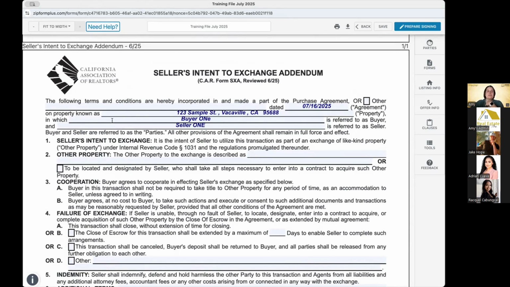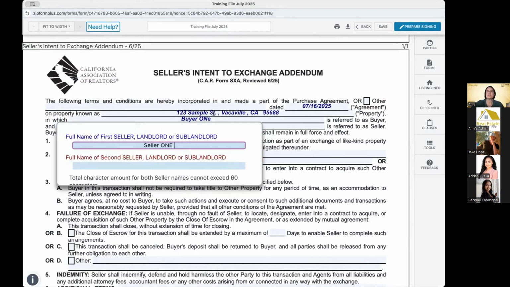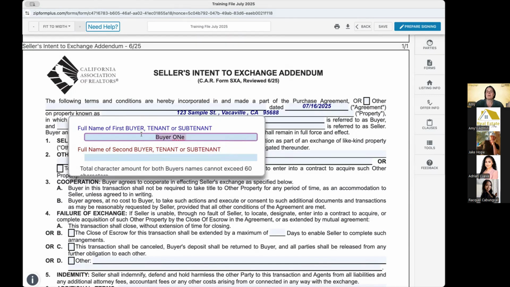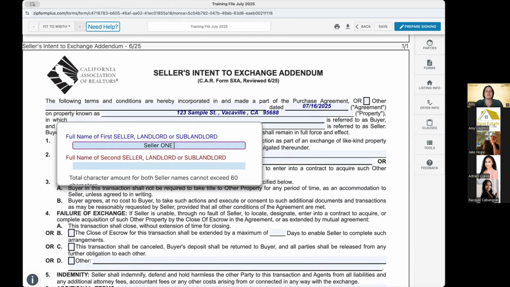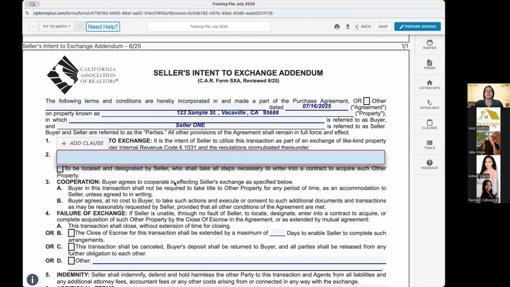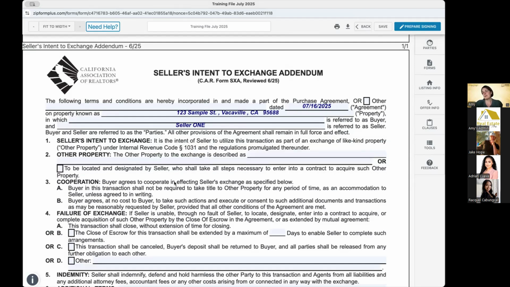The following terms and conditions are hereby incorporated or made part of the purchase agreement. And then you're going to put the date there. You can check the other box and fill in that form. Fill in the full address, buyer's names, seller's names. If I'm filling this out before we have a buyer for the property, I'm just leaving the buyer name blank, just so you know. Oftentimes all these are filled out prior to obtaining a buyer for the property. So I'm just going to leave it blank and let the buyer's agent fill that in for themselves when they go to sign these disclosures.